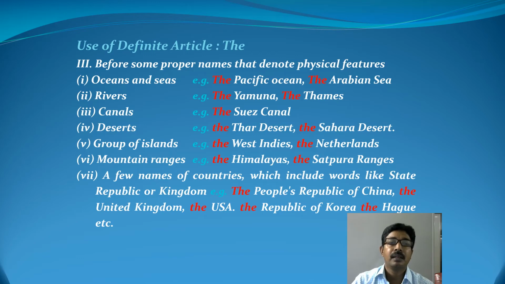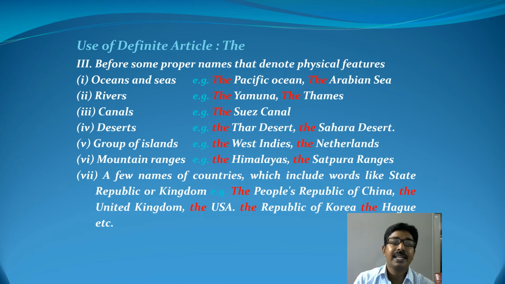The is used before proper names that denote physical features. The is used before oceans and seas. For example, the Pacific Ocean, the Arabian Sea. And before the names of rivers also, the definite article the is used. For example, the Yamuna, the Thames, the Godavari, and so on.